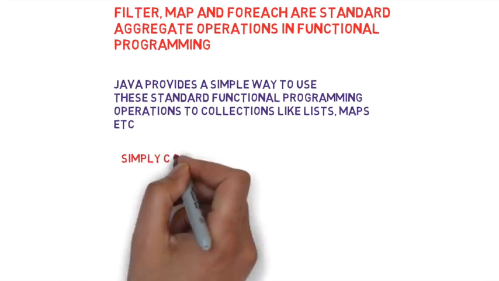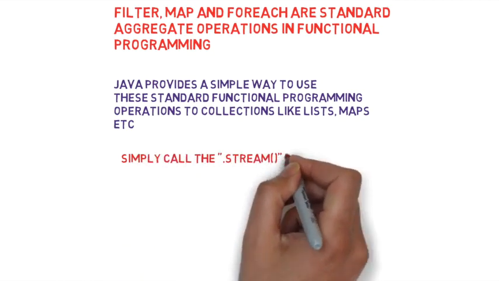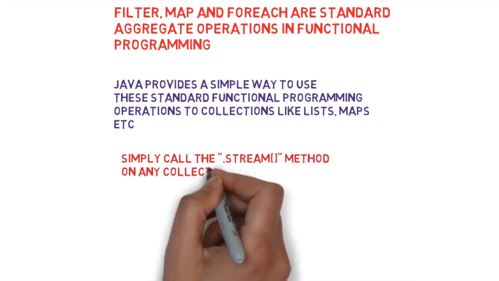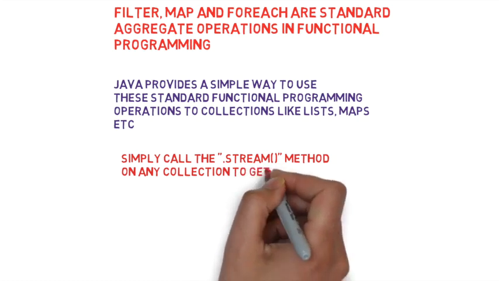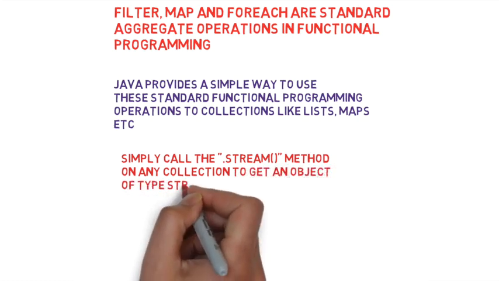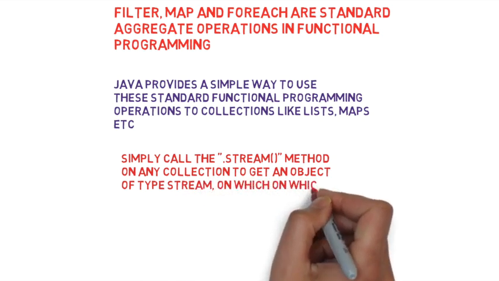The Java collections interface offers a method called stream. You can simply call the .stream method on any collection to get an object of type stream, and it is this object on which aggregate operations can be applied in sequence.